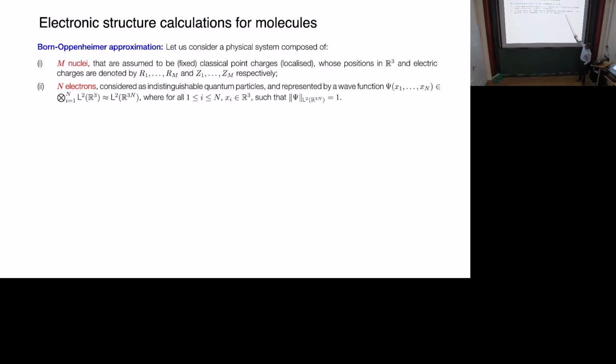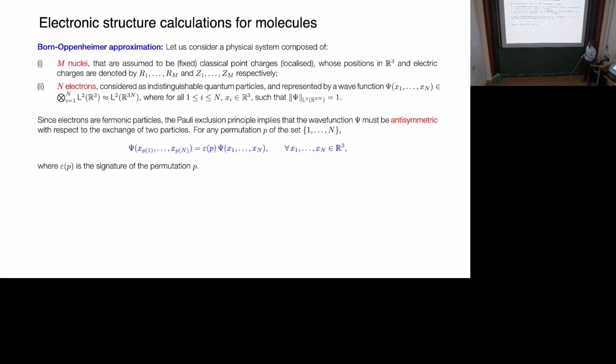I have a wave function psi that depends on the position of each electron. So each is a position in R3, and you have as many as there are electrons; N is the number of electrons. Further, you have the nuclei. There are positions R1 to Rm, and they have charges Z1 to Zm respectively.